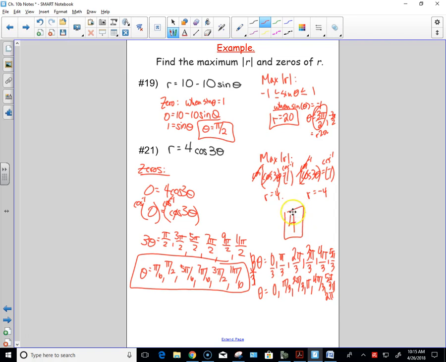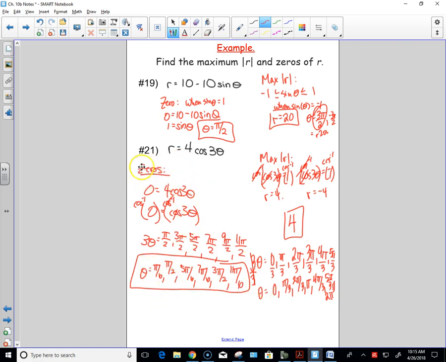This one, we were finding the max values. We were finding when this equaled 1 and negative 1, which would make the r equal 4 and negative 4. We were finding when the r was 4 and negative 4. So we were finding values not setting equal to 0, setting equal to 1 and negative 1. This one we were setting equal to 0. So that's why we had two different sets of answers, because we were doing two different things.